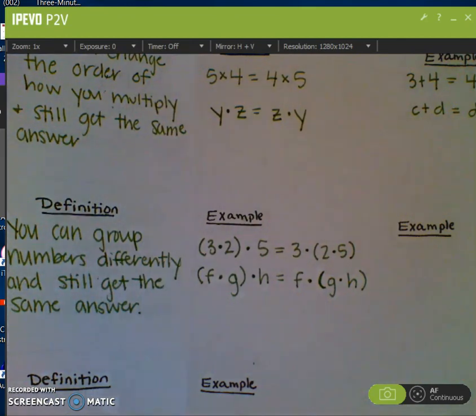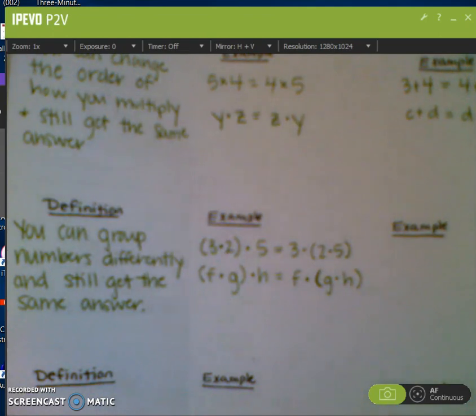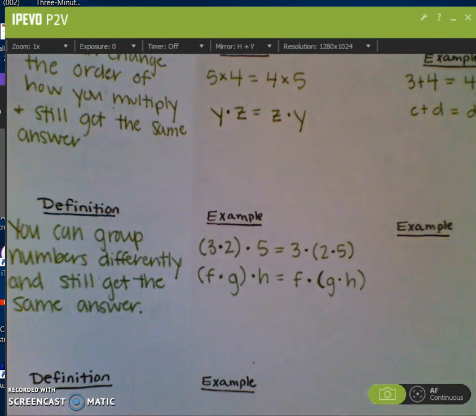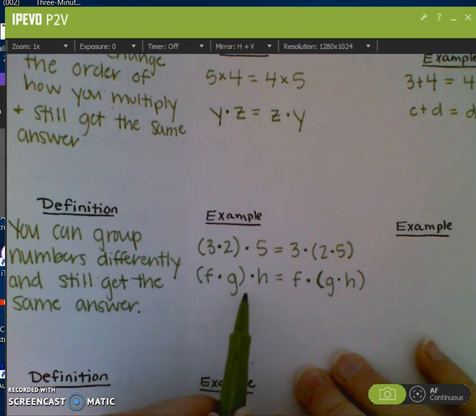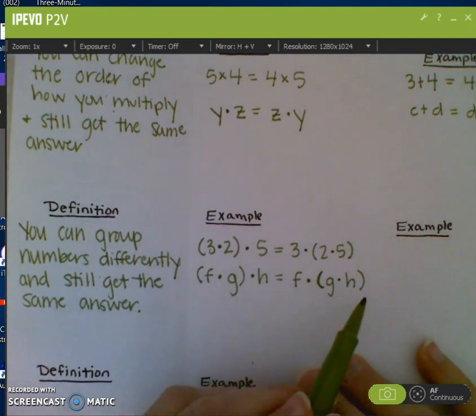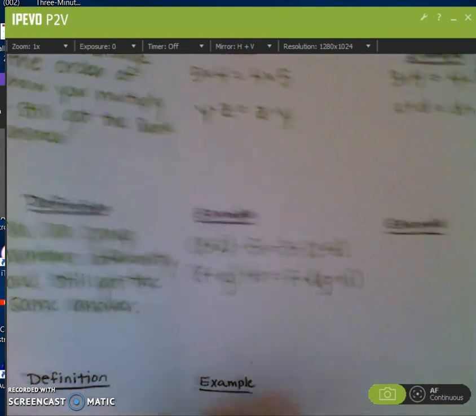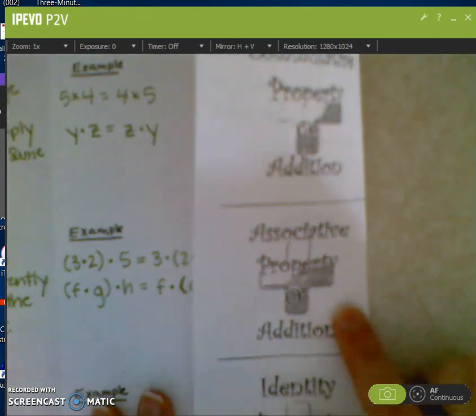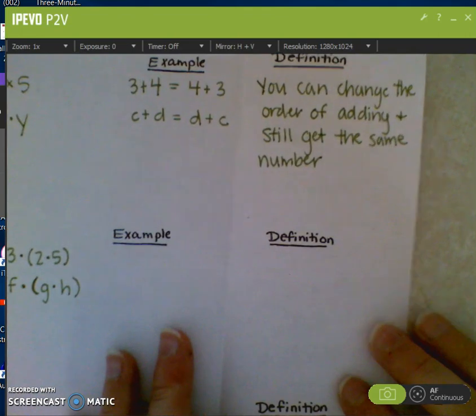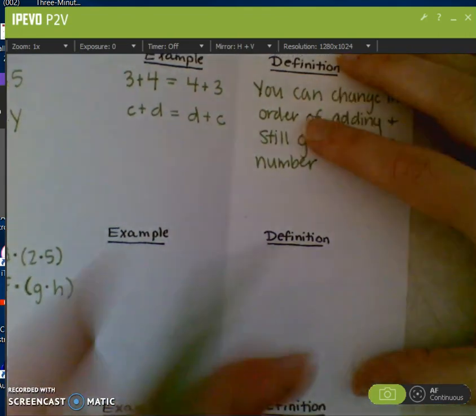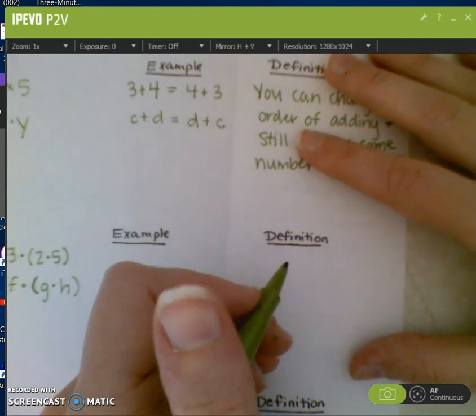So notice I have the same order, f, g, h, but my groupings, where my parentheses are, change. In the first one, f and g are paired together. And then in the second one, g and h are paired together using parentheses. So over here, where we've got the associative property of addition, we're really talking about the same thing, just instead of multiply symbols, we're using addition symbols. So you can group numbers differently and still get the same answer.